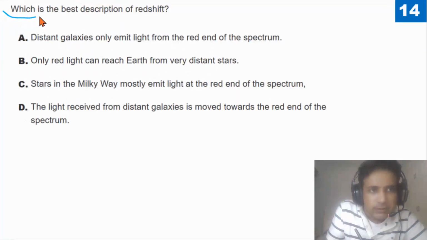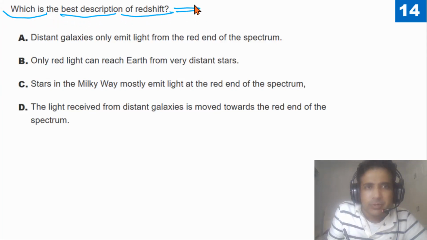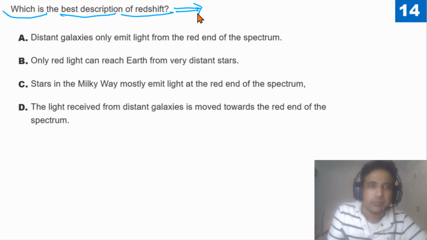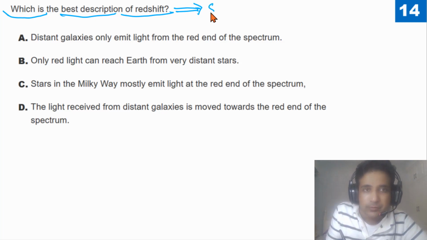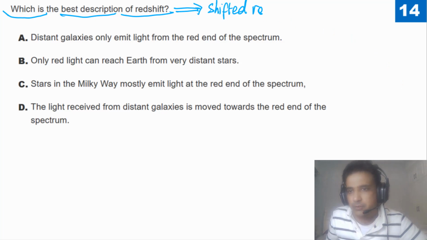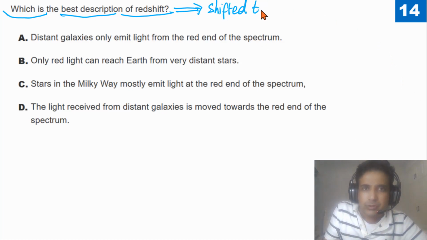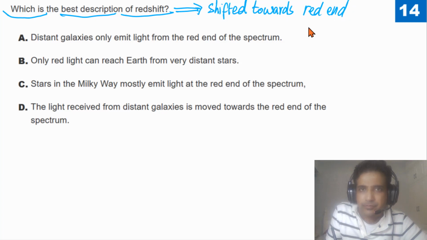Question 14 says, which is the best description of redshift? So redshift simply means that light is shifted towards the red end of the spectrum. Redshift means shifted towards the red end of the spectrum. Shifted towards the red end of the visible spectrum.